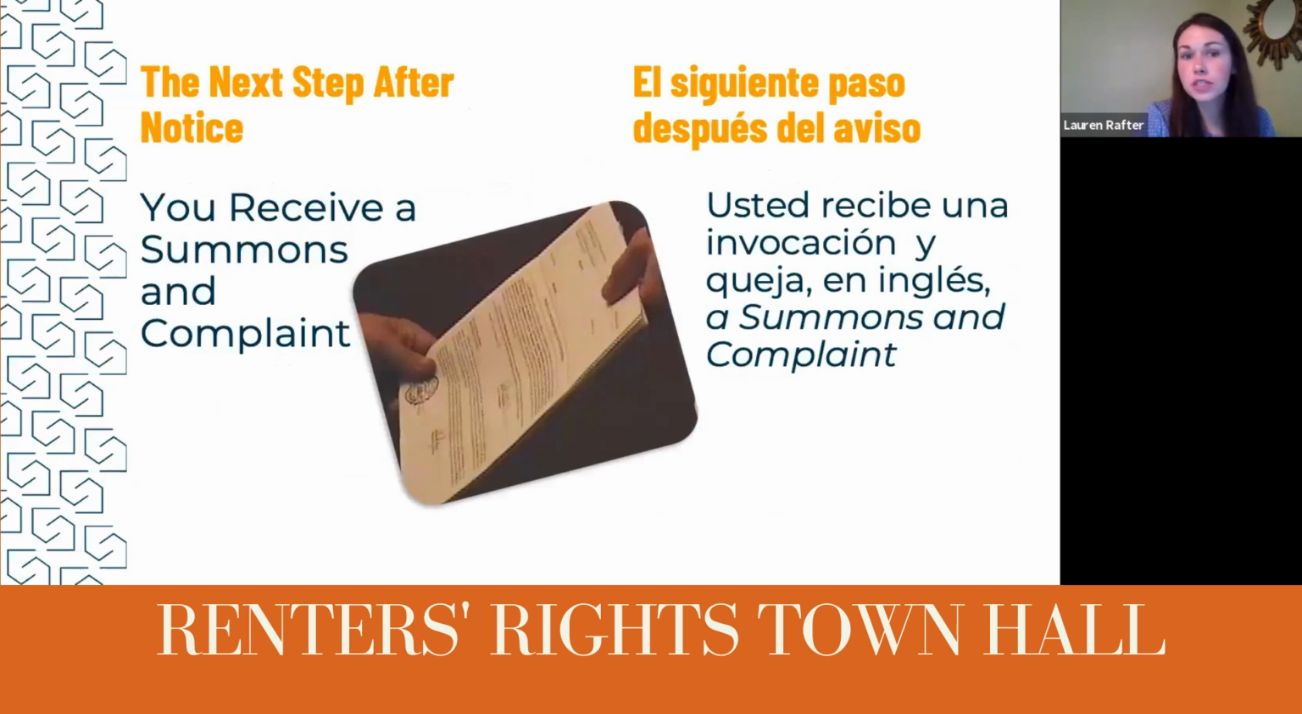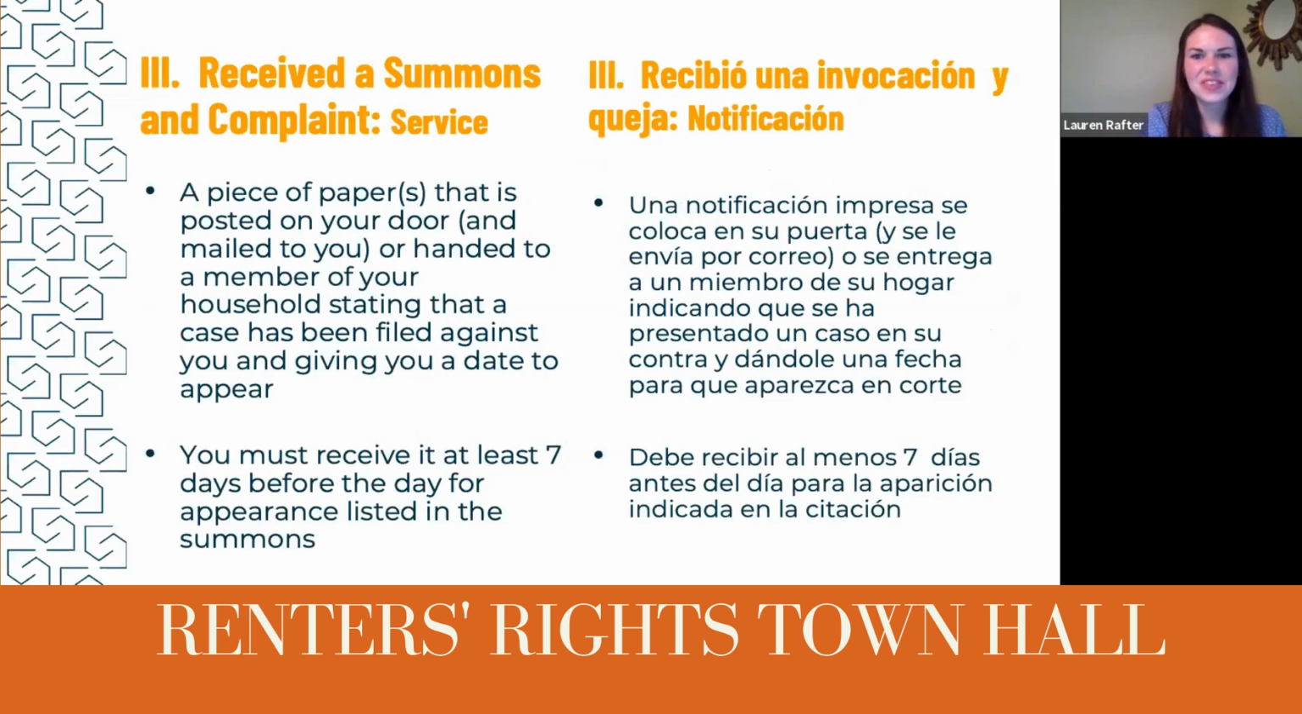So if the issue is not remedied and the landlord files an eviction case with the court, the tenant will receive a summons and complaint. These documents, similarly, must either be handed to a member of your household, or they must be posted on your door and then subsequently mailed to you. You must receive it at least 7 days before the court date, so you have time to prepare your answer.